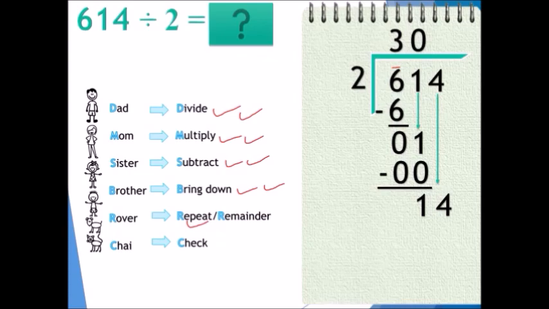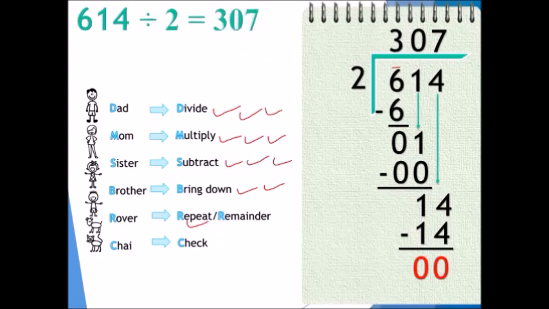ones. 14 divided by 2 is 7. 7 times 2 is 14. 14 minus 14 is 0. Do you have a remainder? No, the remainder is 0. The quotient is 307. Let's check our answer. 2 times 307 is equal to 614, so our answer is correct.